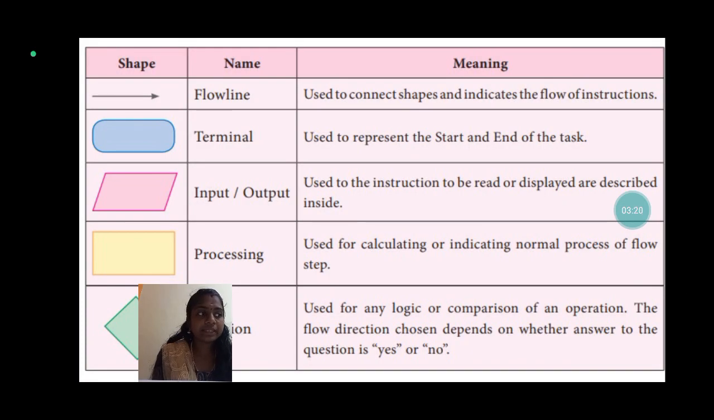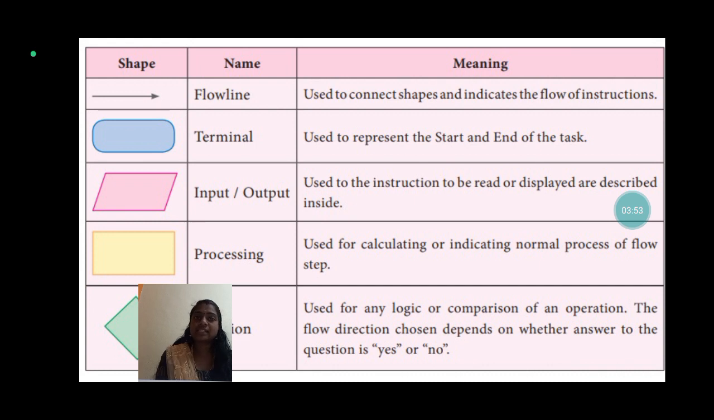In flowchart, each shape has a particular meaning. They are given in the following table. Now we have to see the shapes which are used to draw a flowchart. First one is arrow mark, isn't it? We all know what is arrow. That is given in the first tabular column. Arrow is called a flow line, which is used to connect the shapes and indicates the flow of instructions.